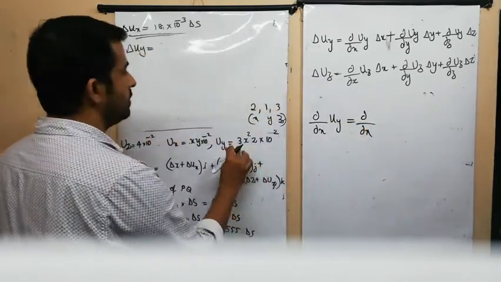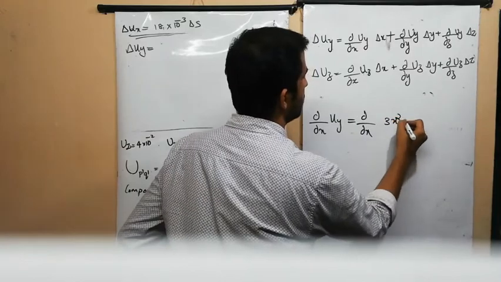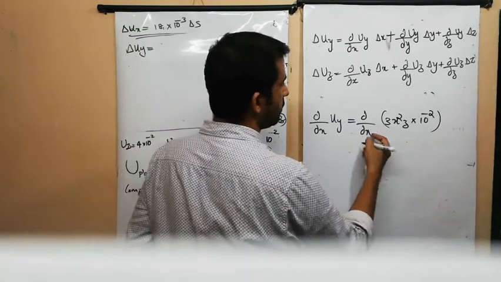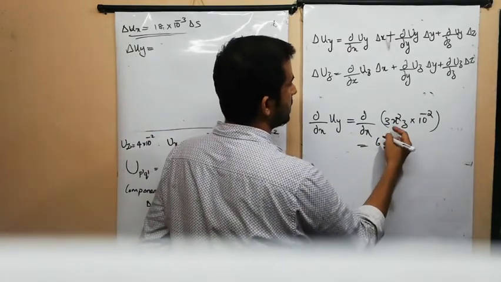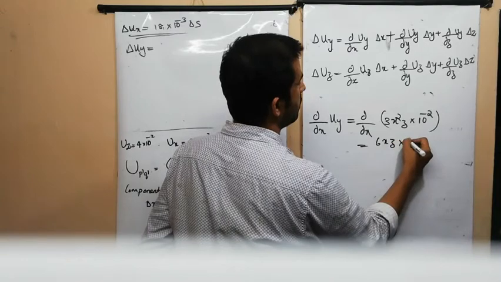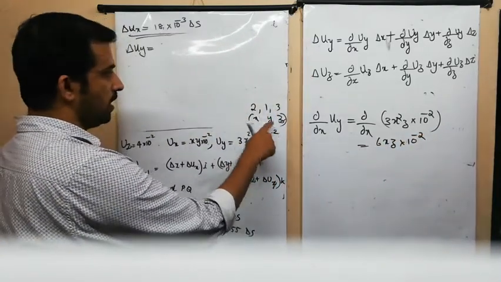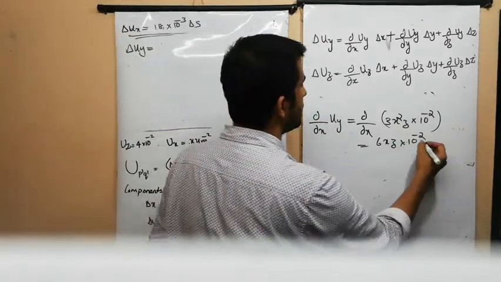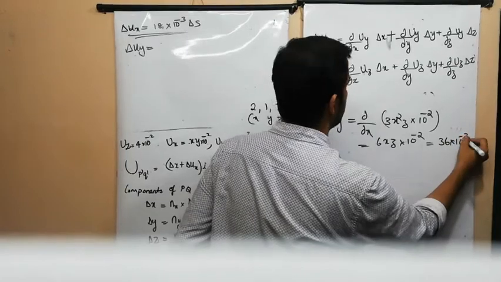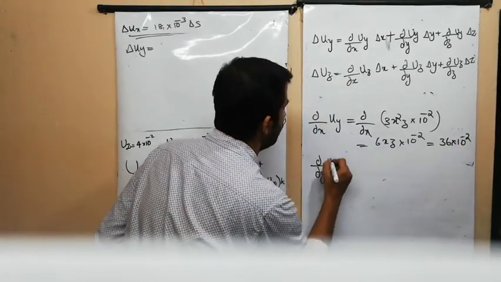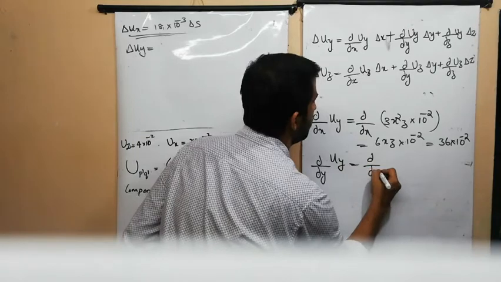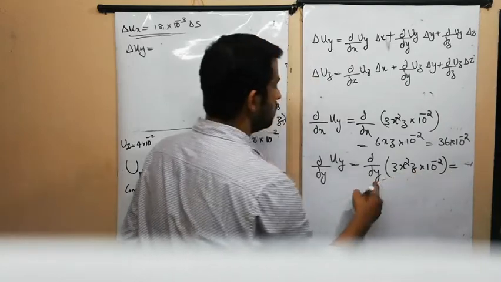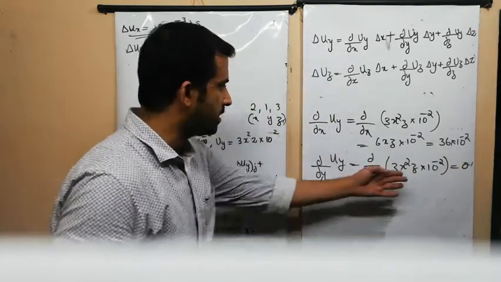Now we have dou by dou x of u y, that is equal to dou by dou x of 3x square z into 10 power minus 2, it is given as u y. Now we differentiate with respect to x: that is 3 into 2, 6 x z into 10 power minus 2. x is 2 and z is 3, given in the question as coordinates of P, so 6 into 6, 36, 36 into 10 power minus 2. Now dou by dou y of u y is dou by dou y of 3x square z into 10 power minus 2, that is equal to 0. With respect to y, we cannot make a differentiation here.